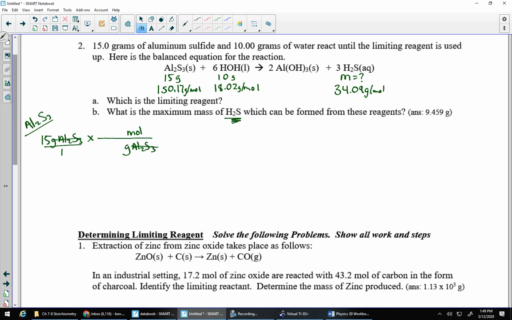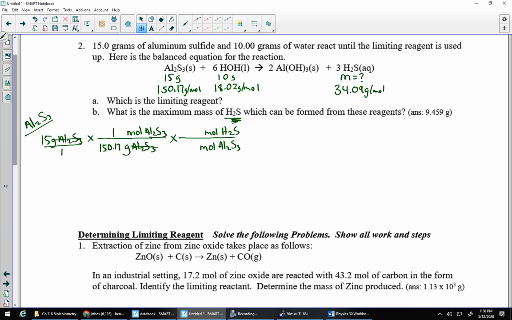And then moles of Al2S3 go on top. Now the nice thing is I've already written this out, so I know that that's 150.17 grams for every 1 mole. Nice. Now the next thing I need to look at, I'm not really concerned about the moles of aluminum sulfide. I'm more worried about the hydrogen sulfide. So let's cancel out moles of aluminum sulfide. And let's do our best to end up with moles of hydrogen sulfide.